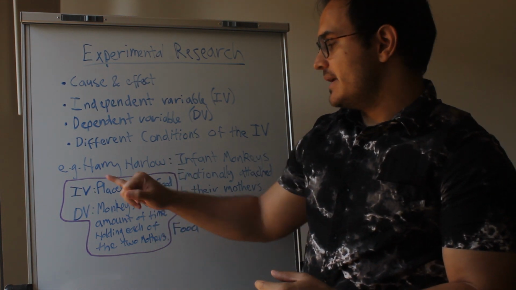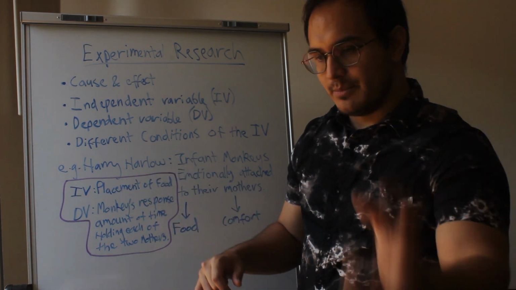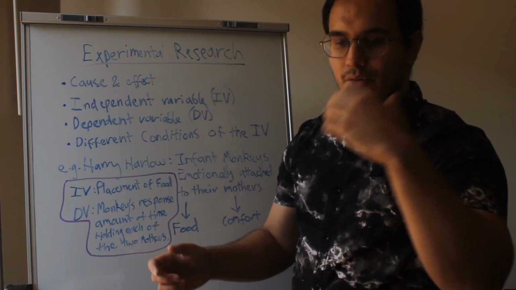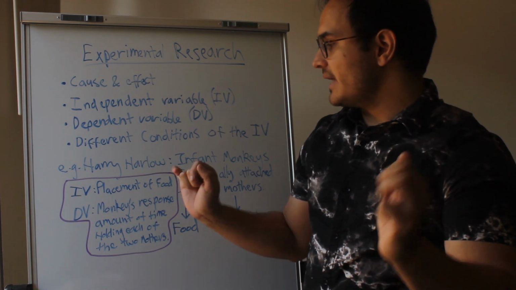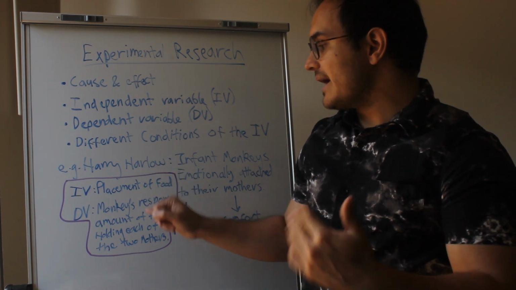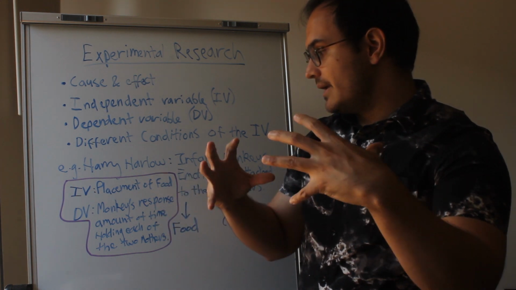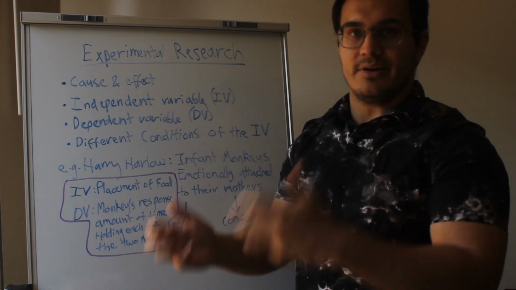Okay, and so the independent variable is the placement of the food, because we can manipulate where we put the food, on the cloth mother or on the mesh mother. And then the monkey's response, or more specifically the amount of time the monkey is holding on to each of the mothers, is the dependent variable.